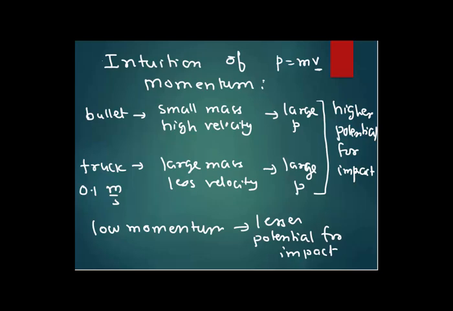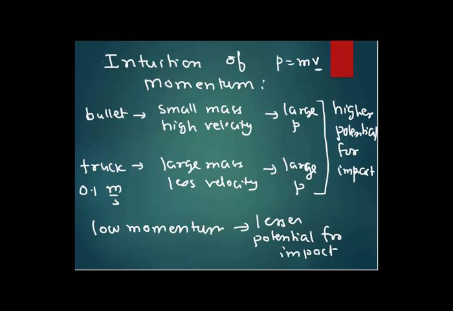Another way of understanding this is, we will not think in terms of coming in the way of an object which has got high momentum. For example, you will not even think of coming in the way of a bullet because it has got a very high momentum. Similarly, a truck, even though it may be moving very, very slowly, you will not think in terms of standing in front of a truck moving slowly because you know what damage it will create. And that is because the truck has got very high momentum.